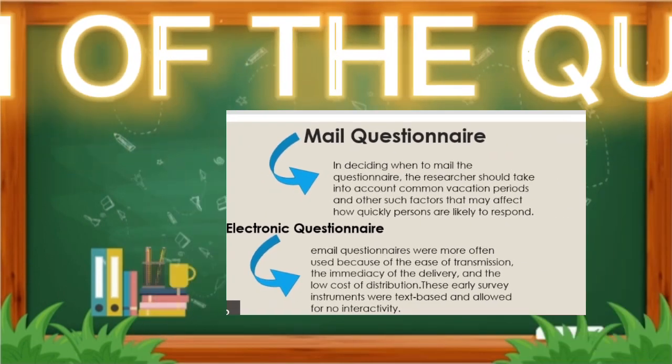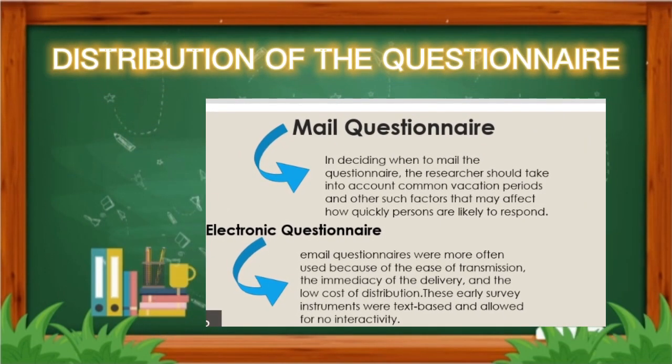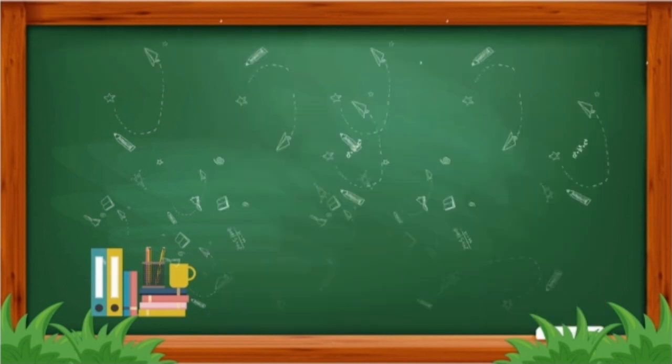Distribution of the questionnaire. In deciding when to mail the questionnaire, the researcher should take into account common vacation periods and other such factors that may affect how quickly persons are likely to respond. Email questionnaires are more often used because of the ease of transmission, the immediacy of the delivery, and the low cost of distribution. The interview.